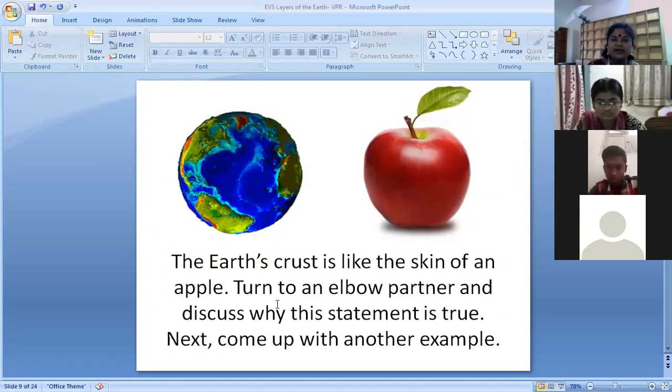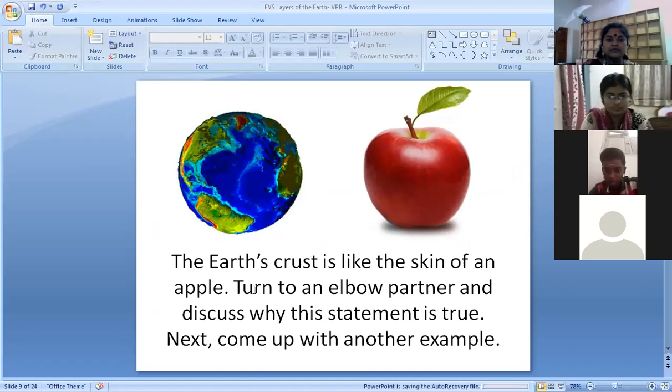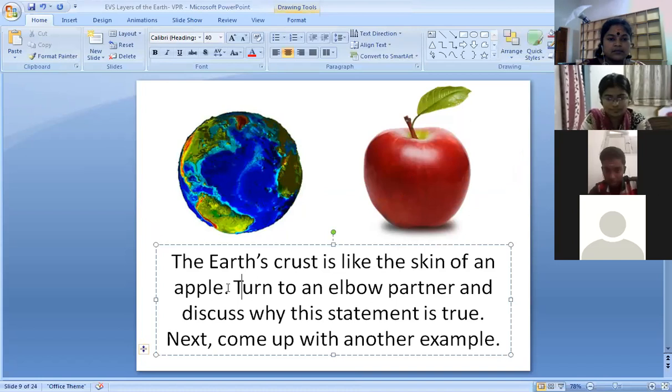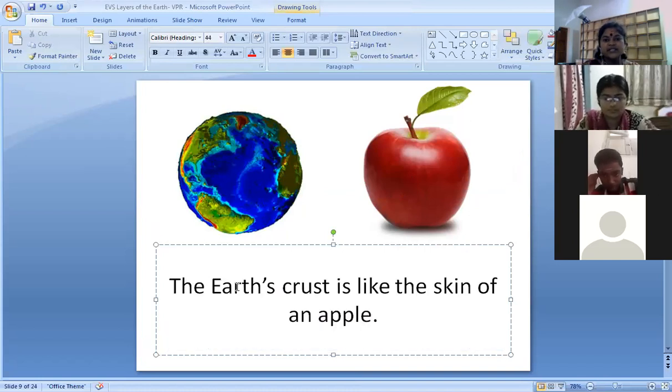The crust can be compared to the skin of an apple. Okay. The crust of the earth is compared to the skin of an apple.